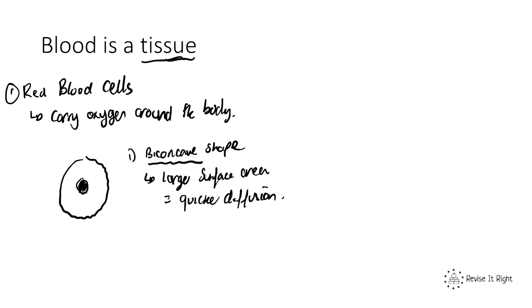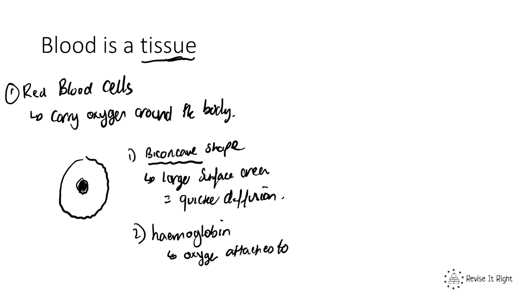Now they also contain a red pigment in them, which is what makes them red, called hemoglobin. Hemoglobin. Okay, this is also a second adaptation. They contain hemoglobin, and this is what the oxygen attaches to. So the oxygen attaches to the hemoglobin to be carried around the body to form something called oxyhemoglobin. So that's the function of hemoglobin, for the oxygen to attach to.